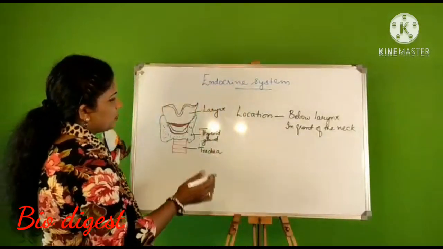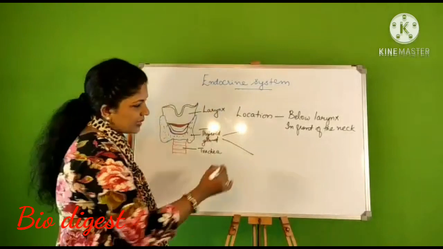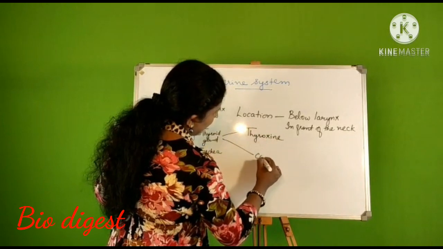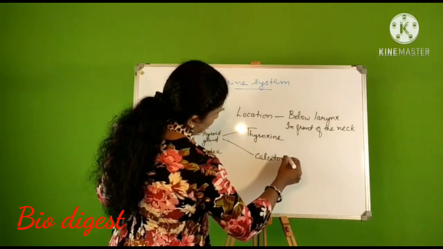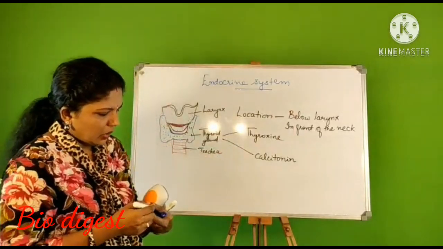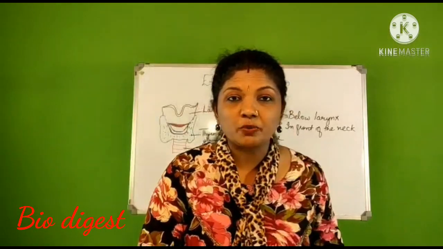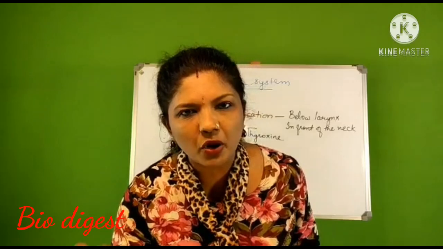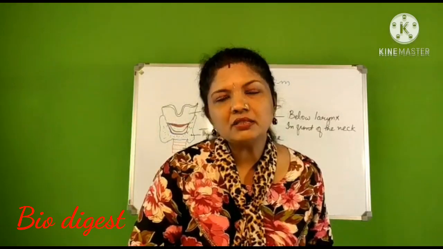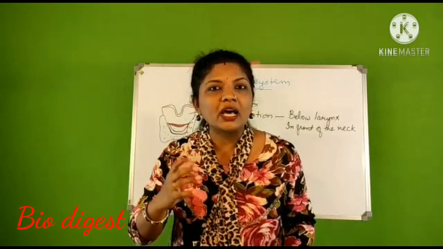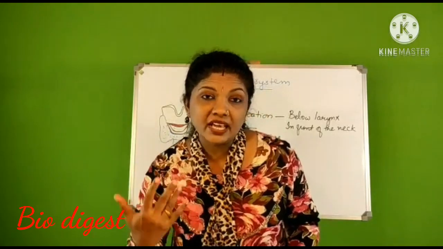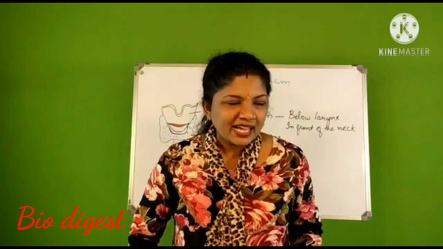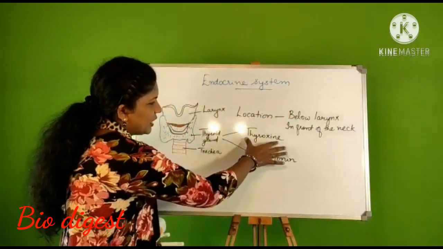Now this thyroid gland will be producing two hormones, thyroxine and calcitonin. Now let us see what are the functions carried out by thyroxine. Thyroxine regulates basal metabolism. That means it regulates the cellular oxidation and thereby increases the heat production during rest. That is the function carried out by the thyroxine hormone.